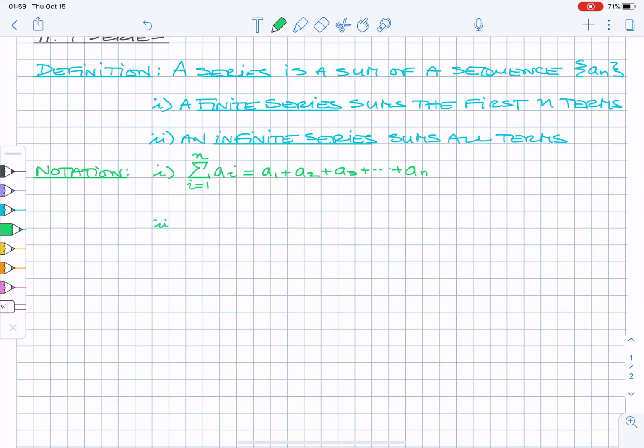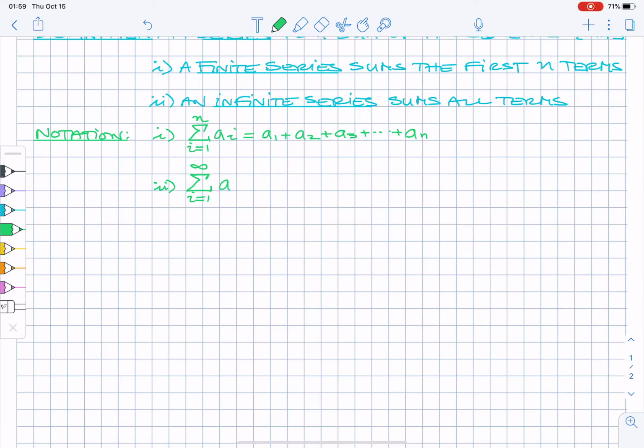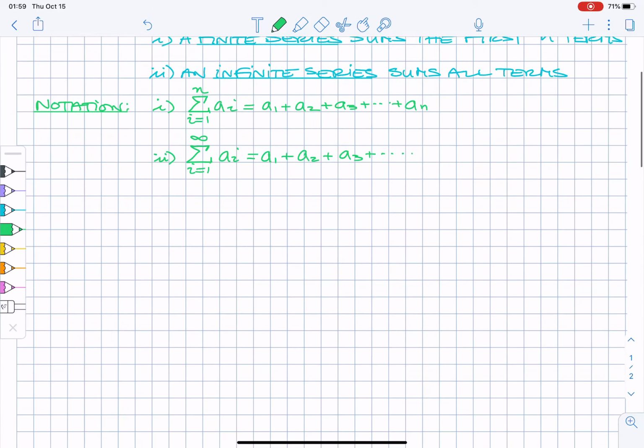So number two is an infinite series. That's going to be the sum as index counts from 1 and goes on to infinity of a sub index. So that's going to be a sub 1, because I start counting at 1, a sub 2, a sub 3, plus dot dot dot. I go on forever. So that one never ends. So these are the two types of sums. And terminology.